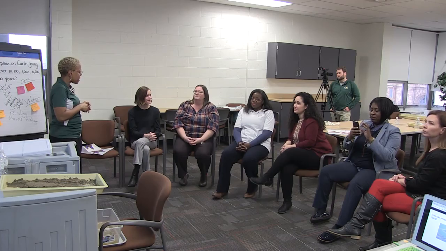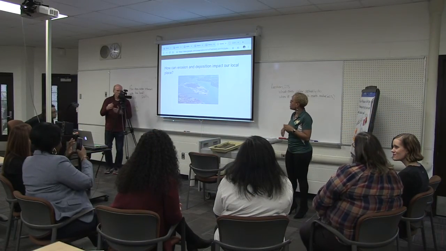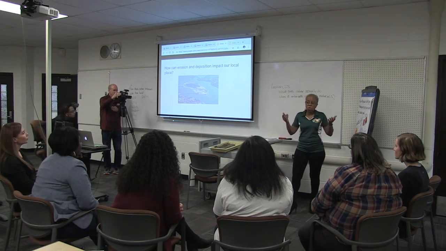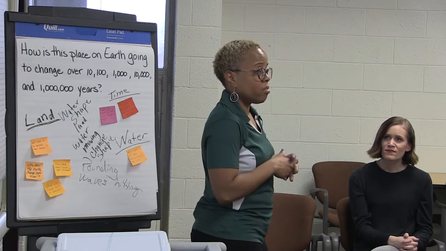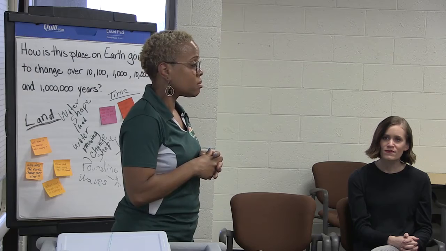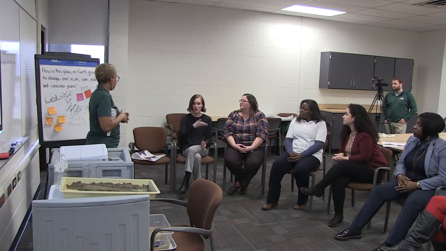Any other observations? Well, going back to our lesson question, how can erosion and deposition impact our local place? What can we say? How can we answer that question? How does erosion and deposition impact our local place? Well, we're definitely seeing that erosion and deposition changes the shape of Belle Isle over time, over a long period of time, it seems. And not just Belle Isle, but the surrounding areas.